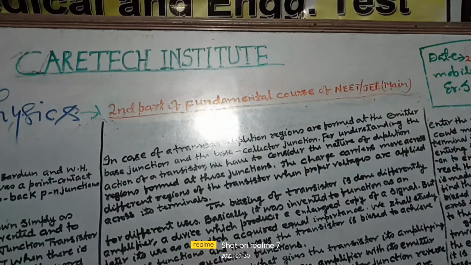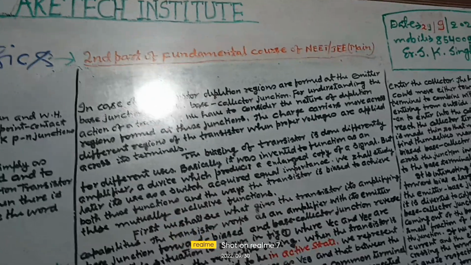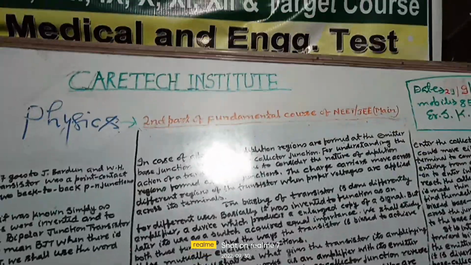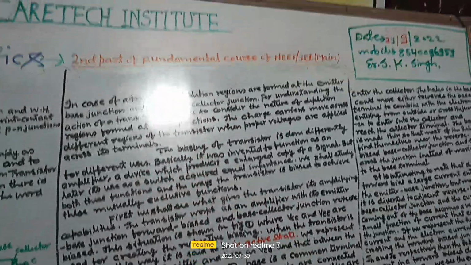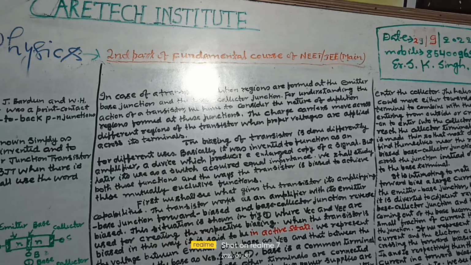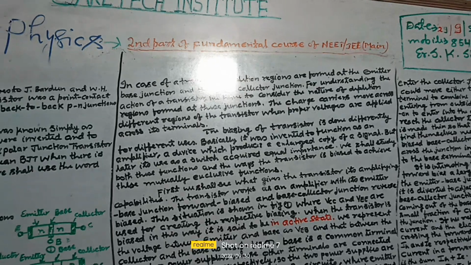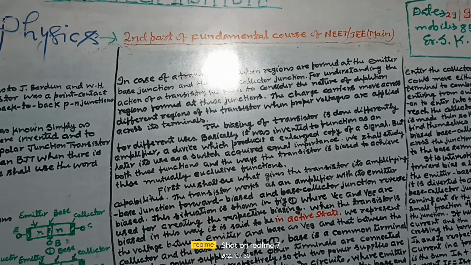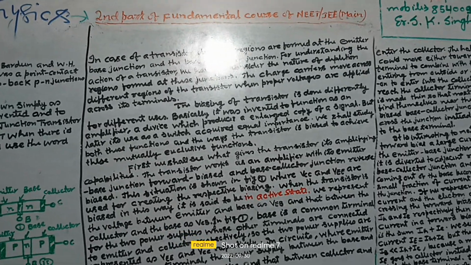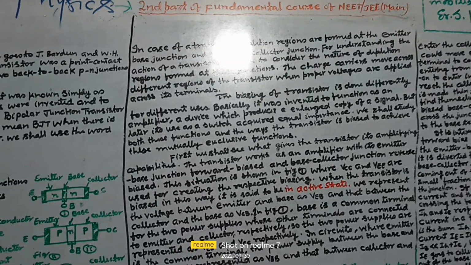Now, in case of a transistor, depletion regions are formed at the emitter base junction and base collector junction. For understanding the action of a transistor, we have to consider the nature of the depletion region formed at these junctions, and how the charge carriers move across different regions of the transistor when proper voltages are applied across its terminals. The biasing of the transistor is done differently for different uses.